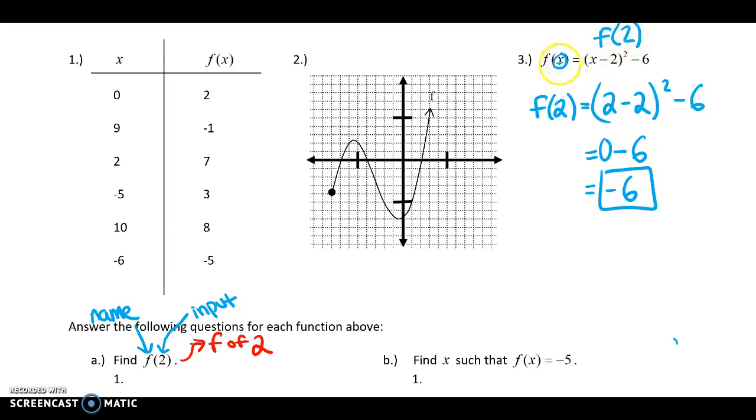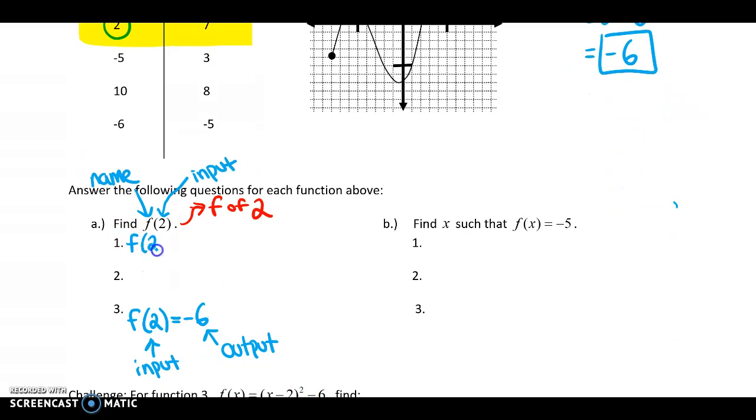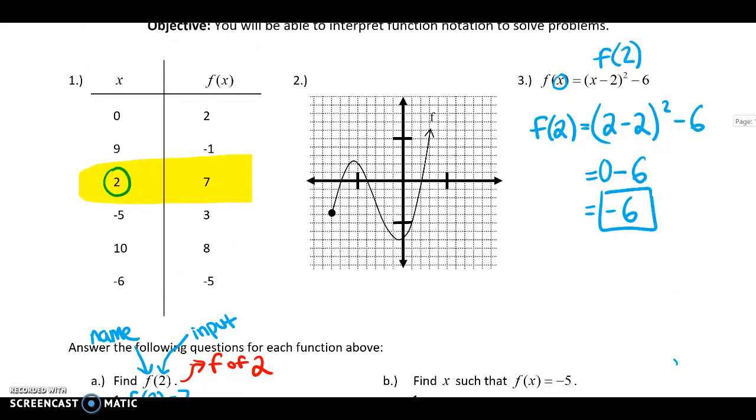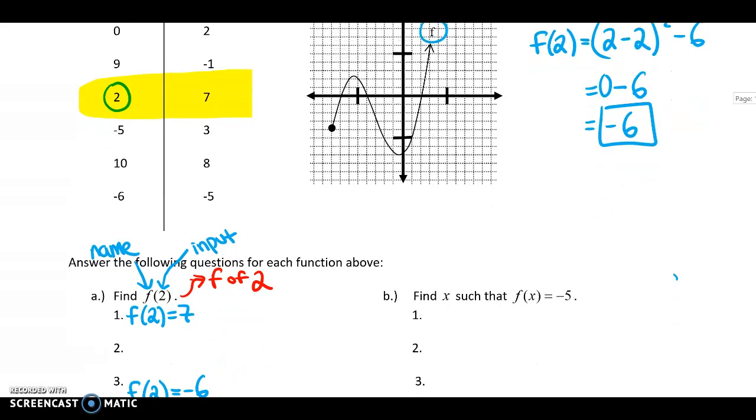Okay, now just like you replaced anything with an x with 2 here, we can think about this similarly with the table. So let's go back to number 1. If I want to find f of 2 on this function, it's really asking where is x 2. Okay, so here's where x is 2, and I want to find the output. So if my input is 2, my output would be 7. Okay, so on the table, it's telling me that f of 2 is 7. I want to just remind you again that that f just states the name of the function, which is why you would see the f in each of these things, as it tells you you're working with a function named f.